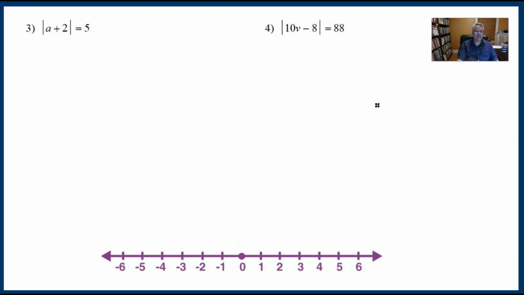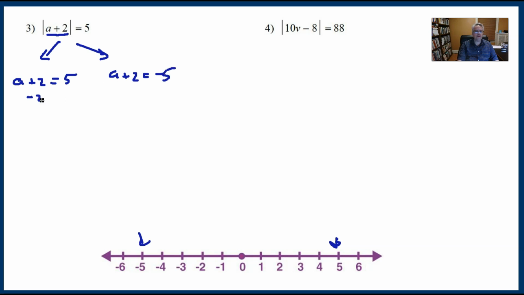This has something inside the absolute value. But we got to think a plus 2 is just a number. Whatever that number is, its absolute value is 5. It means it's 5 from 0. So it can either be negative 5 or positive 5. So this gives us two equations. A plus 2 could be 5, or a plus 2 could be negative 5. We just have to solve them both.